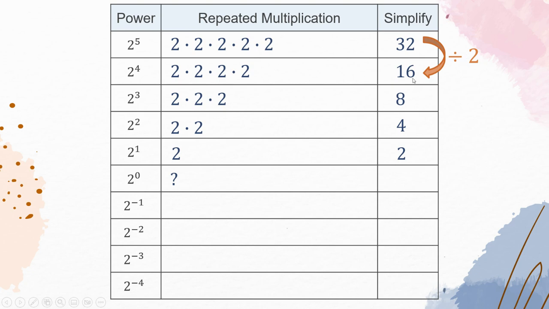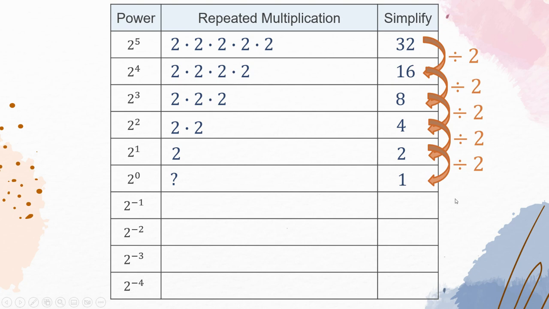32 divided by 2 is 16. 16 divided by 2 is 8. 8 divided by 2 is 4. 4 divided by 2 is 2. So if that is our pattern, every time we decrease the exponent by 1, we have one less factor of 2. So we're dividing by 2. When you take away a factor of 2, you're dividing by 2. 2 divided by 2 would equal 1. So in fact, 2 to the 0 power equals 1 because it's like taking 2 divided by 2.